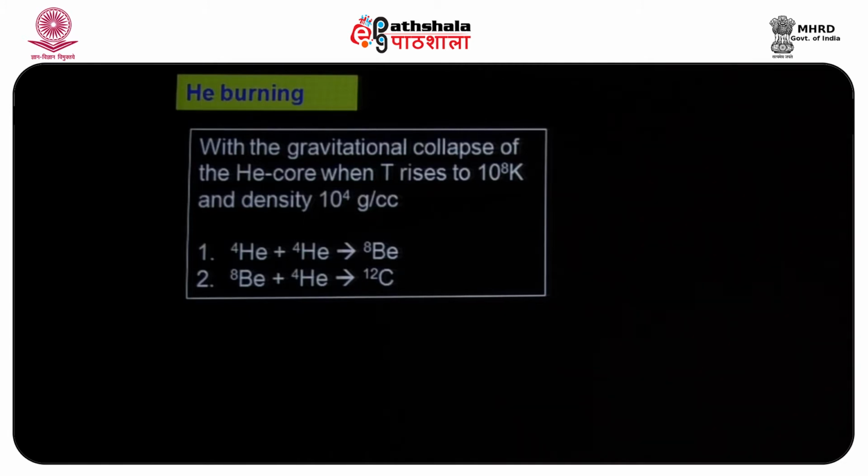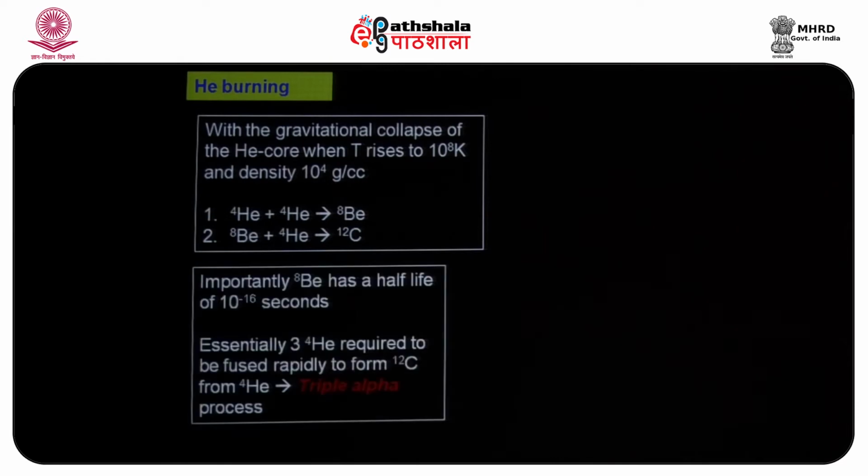First 2 heliums fuse to form 8 beryllium. Now, there is a catch at this point. Importantly, this 8 beryllium has a half life of about 10 to the power minus 16 seconds. So, if 4 helium has to move on to 12 carbon, for the safe journey of 4 helium to 12 carbon, 3 heliums must be consumed or fused very quickly, and this process is known as the triple alpha process.